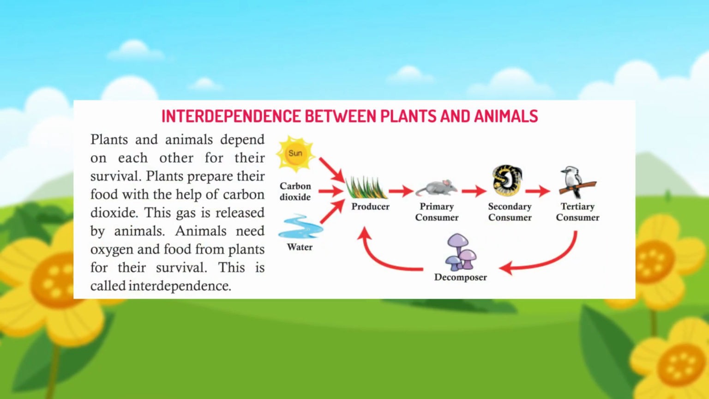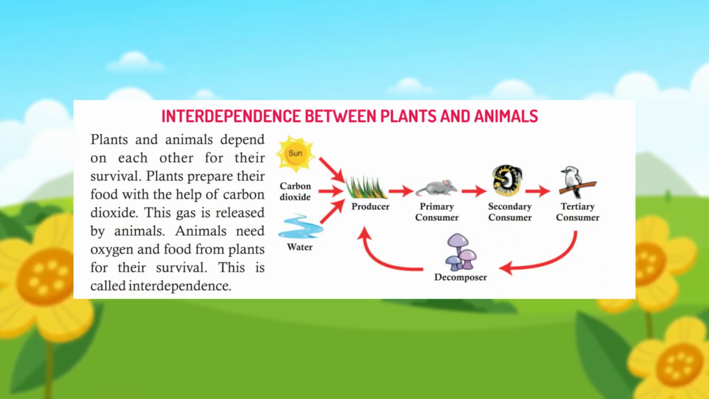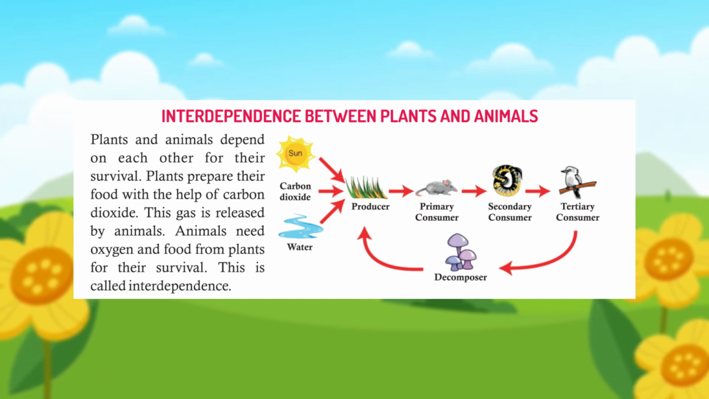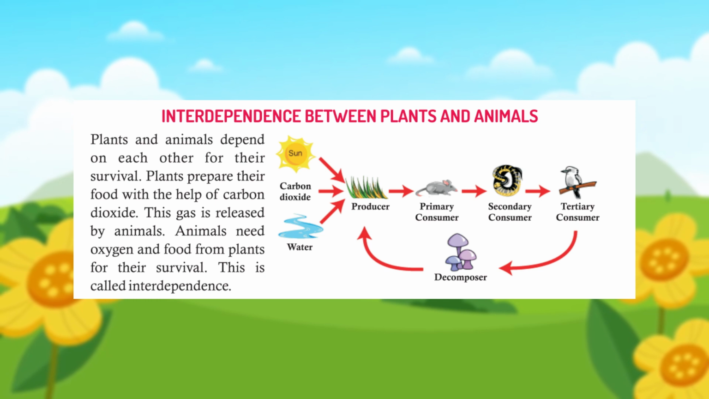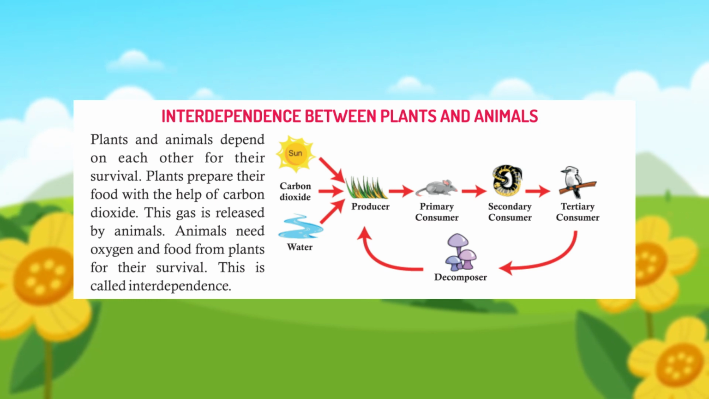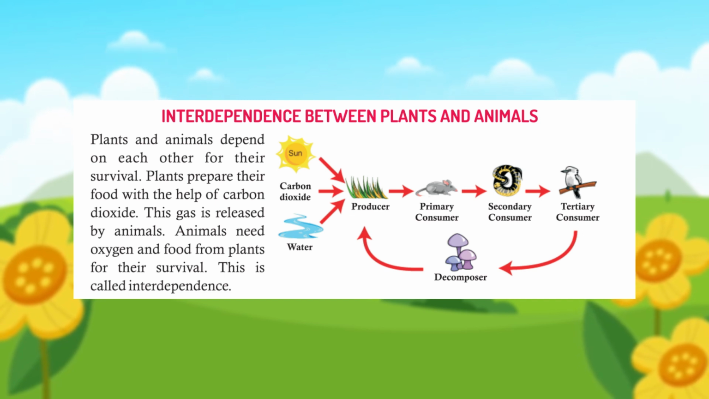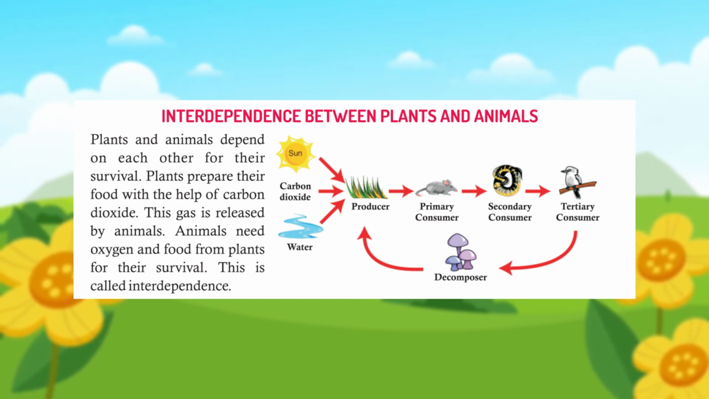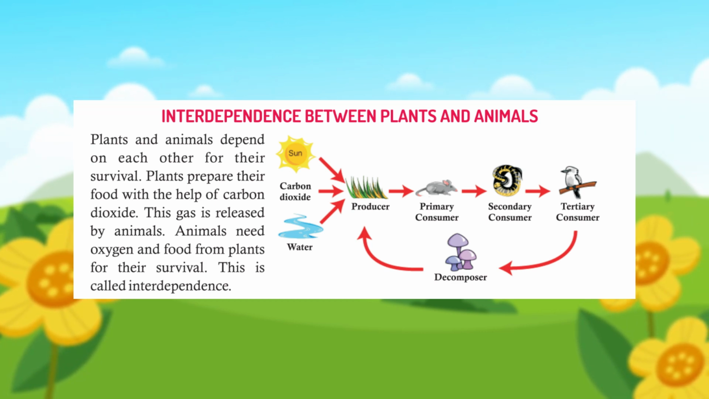Interdependence between plants and animals. Plants and animals depend on each other for their survival. Plants prepare their food with the help of carbon dioxide. This gas is released by animals. Animals need oxygen and food from plants for their survival. This is called interdependence.